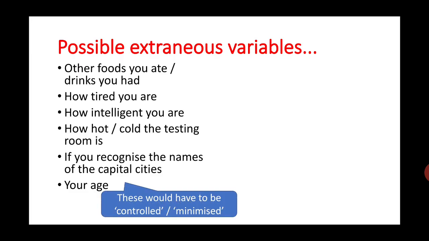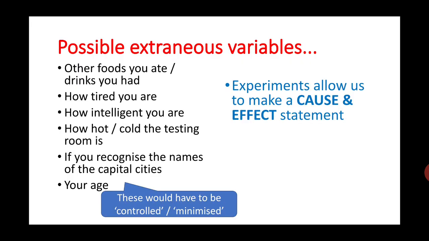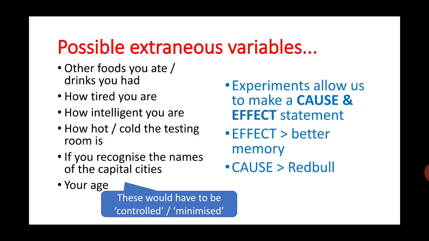A researcher would have to anticipate some of those and actually do something about them. They'd have to control them, minimise their effect, or get rid of them altogether. Because at the end of the day, with a lab experiment, researchers want to be able to make what's known as cause and effect statements. Essentially, that means being able to conclude that the cause of people's improved memory, which is the effect, is actually drinking the Red Bull. That's what a lab experiment aims to achieve: to be able to say that the cause, what I manipulated, is responsible for the effect, the dependent variable.